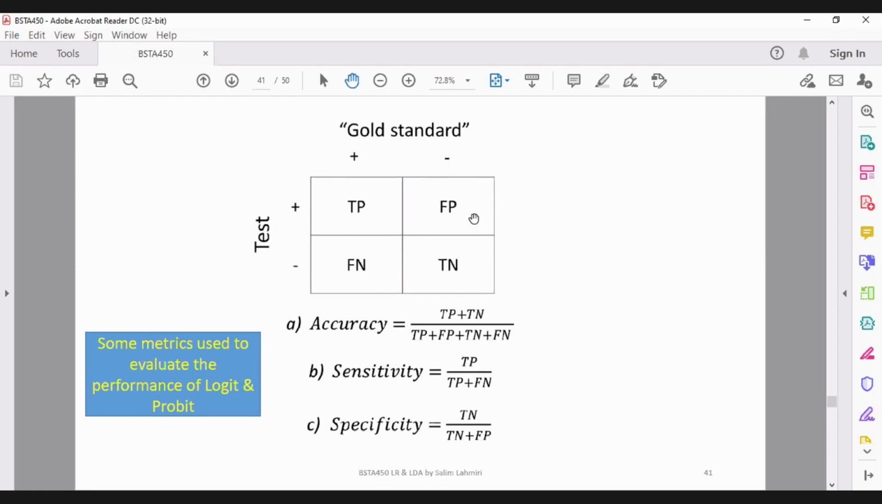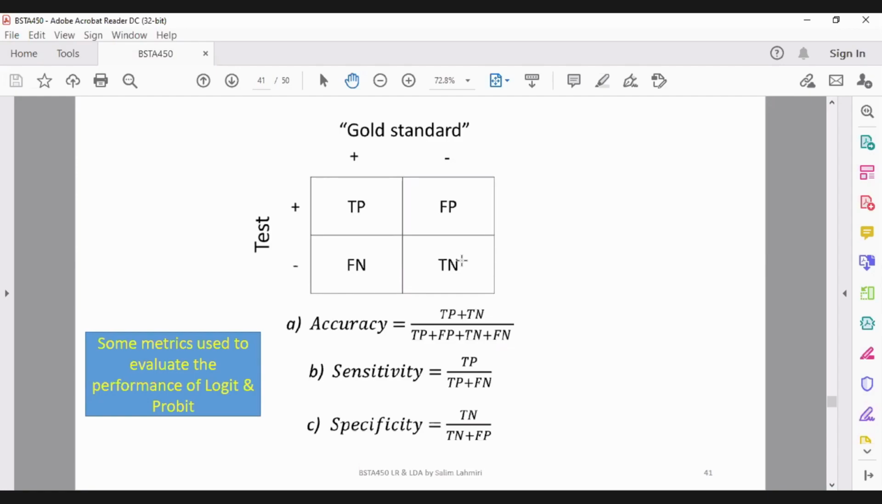Now look at this table. This table is called confusion matrix. We got positive tests against gold standard. So positive samples, when classified as positive, we call them true positive. Positive samples, when classified as negative samples, we call them false negative. Negative samples, when classified as positive samples, we call them false positive. And negative samples, when we classified as negative samples, we call them true negatives.